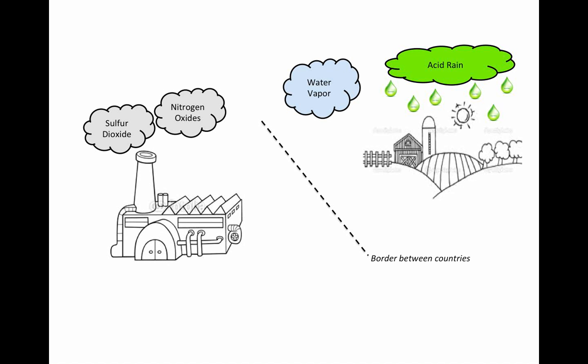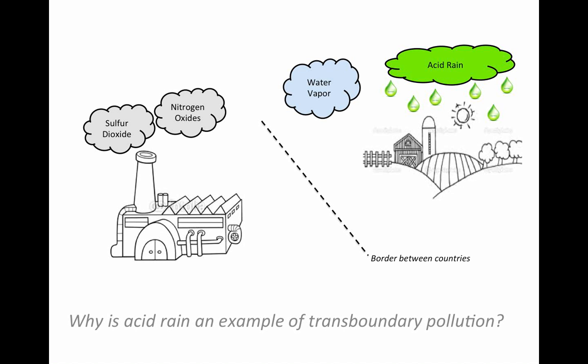Remember our example of Industrial City in Greenville? How would the citizens of Greenville feel if acid rain was destroying their crops? As you look at this image, I want you to ask yourself, why is acid rain an example of transboundary pollution? Please take a minute to answer this question in your workbooks. Please write the answer in your own words.